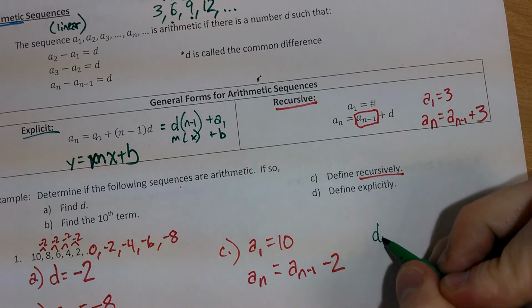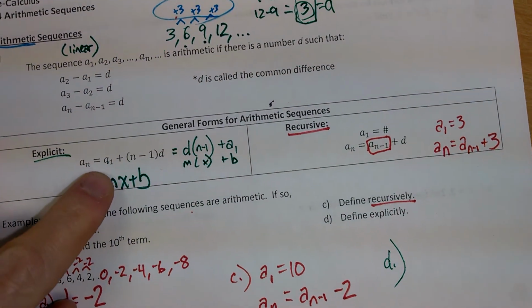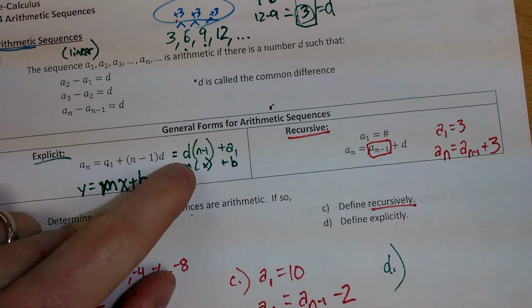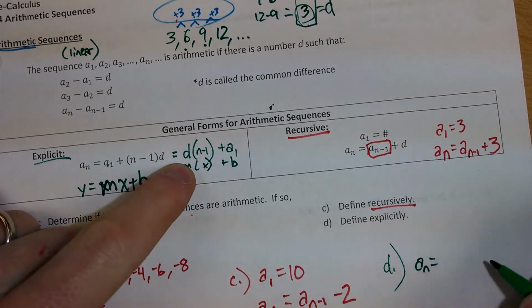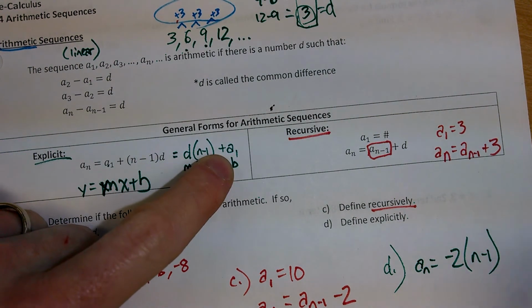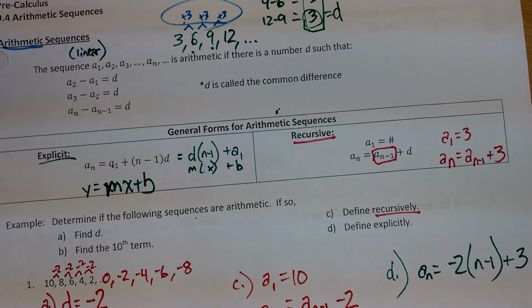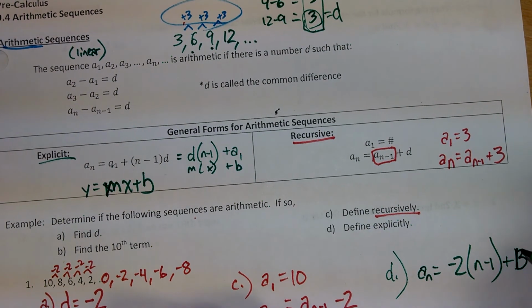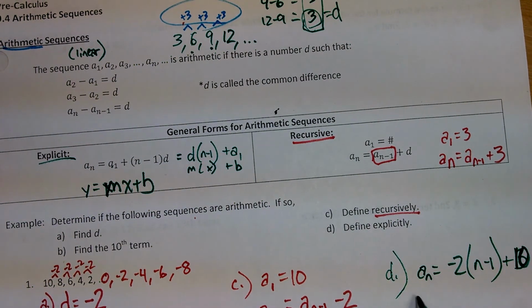And our explicit form, if we follow our rule, I like to use this one, our common difference. So a sub n equals our common difference times (n minus 1) plus our initial value. Nope, that's not 3. That's a 10. Okay, and that's our explicit rule.